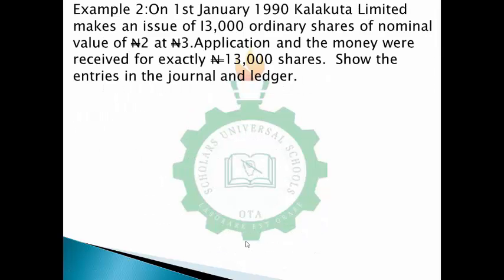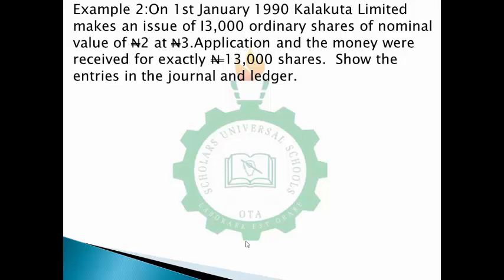On 1st of January 1990, Kalakuta Limited makes an issue of 13,000 shares of nominal value of 2 Naira at 3 Naira. Now, the face value of this share is 2 Naira, but Kalakuta Limited is issuing it at 3 Naira. So in that case, they're making a profit of 1 Naira. So the premium is 1 Naira. So premium should not be matched with the ordinary share capital for no reason. So it has to be transferred to another account, which is share premium account. And in the question, it is said that the application and the money were received for exactly 13,000 shares. Now show the entries in the journal and the ledger.